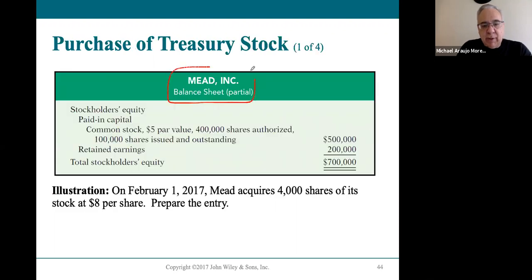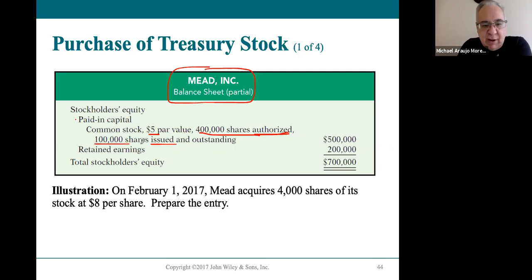You have a corporation. Here we have Mead. They have their stockholders' equity listed here, showing paid-in capital, common stock, $5 par value, 400,000 shares authorized. Remember, the authorized shares are simply the legally recognized shares that are part of that application. Just because it's authorized doesn't mean you sold it. Authorized shares are simply legally recognized shares of stock. Then corporations have to sell them. They have to issue them.